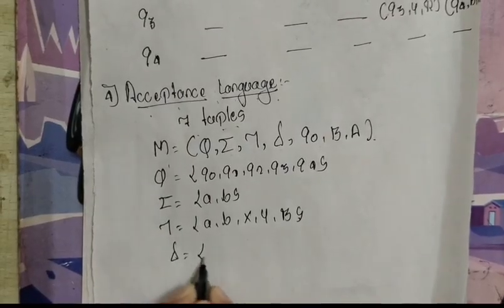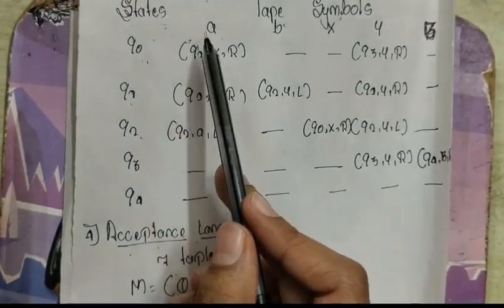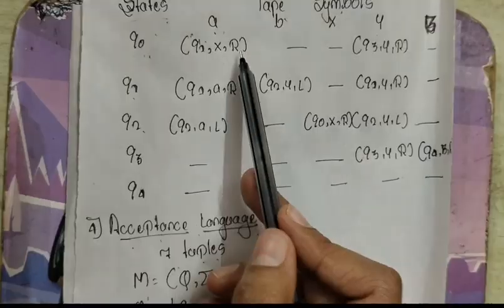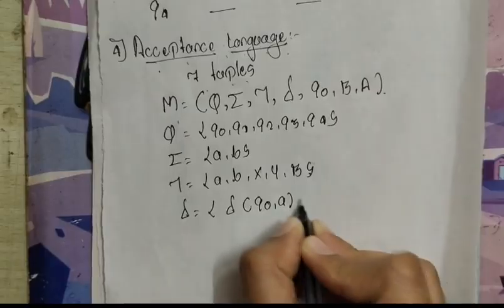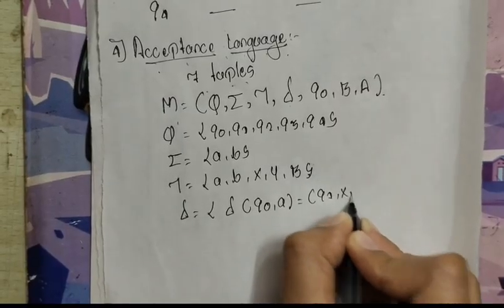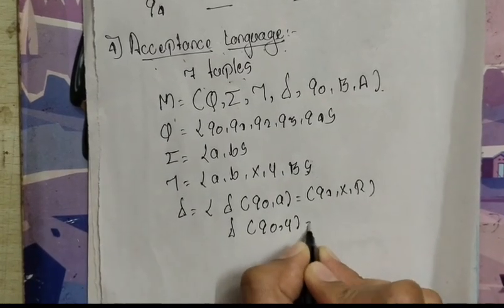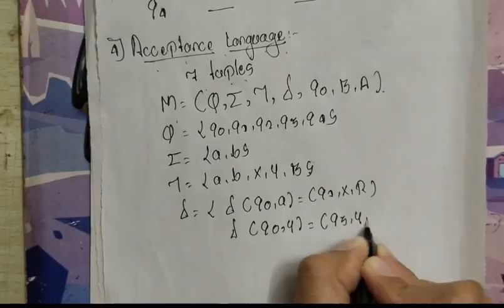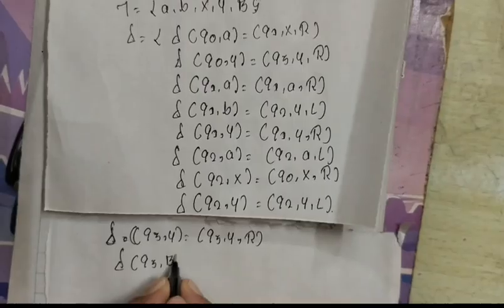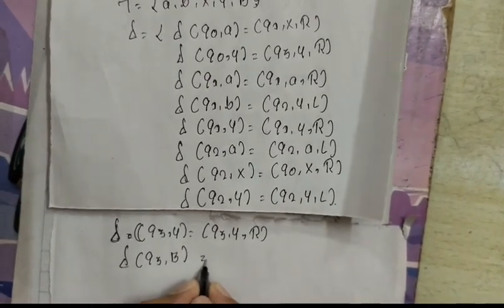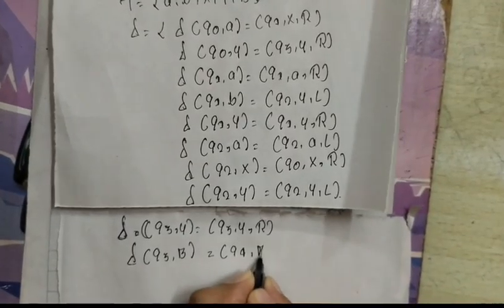Then the transition function, considered based on the transition table. If it is q0, input symbol a, written q1, x, r. Delta of q0, a equal to q1, x, r. Delta of q0, y equal to q3, y, r. Delta of q3, b equal to q4, b, r.